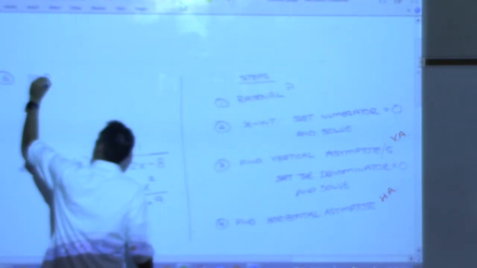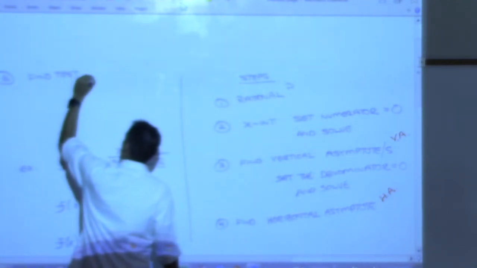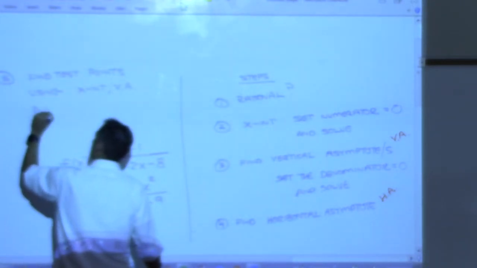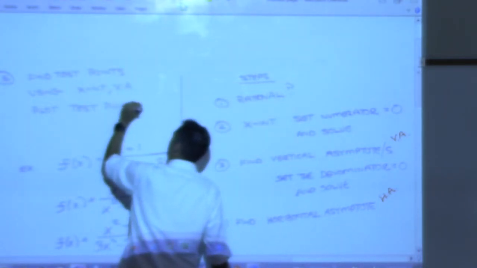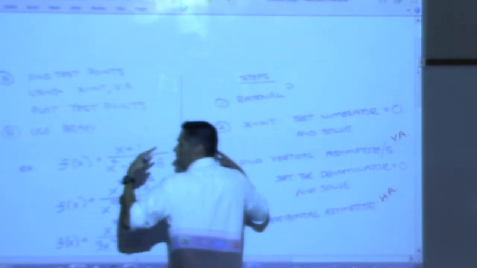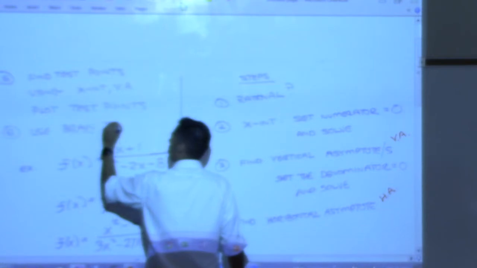find test points using the X-intercepts and vertical asymptotes. Plot those test points. You have no idea what I'm talking about right now, and that's okay. And then step 6, the last step: use your brain, that thing on your shoulders, in your skull. Use brain to draw.